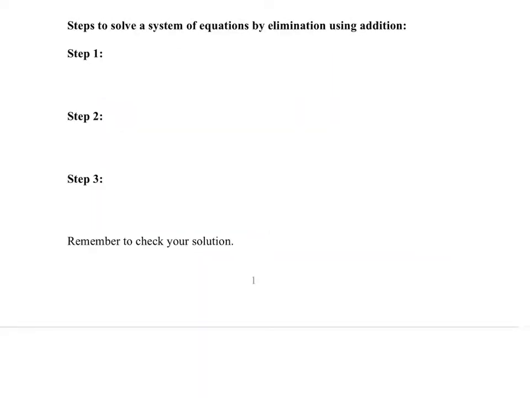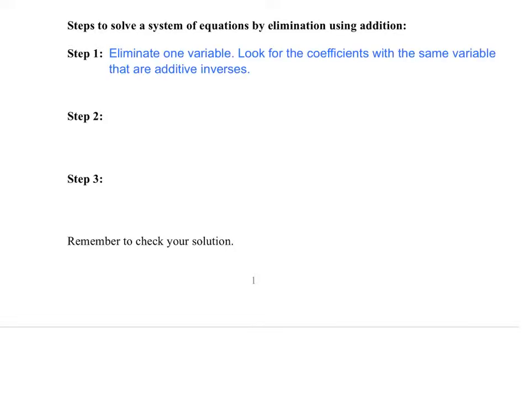There are 3 steps to solving a system of equations using elimination with addition. Step 1, we're going to eliminate one variable. We're going to look for the coefficients with the same variable that are additive inverses. So step 1 is to eliminate one variable, and we want to look for the coefficients with the same variable that are additive inverses.